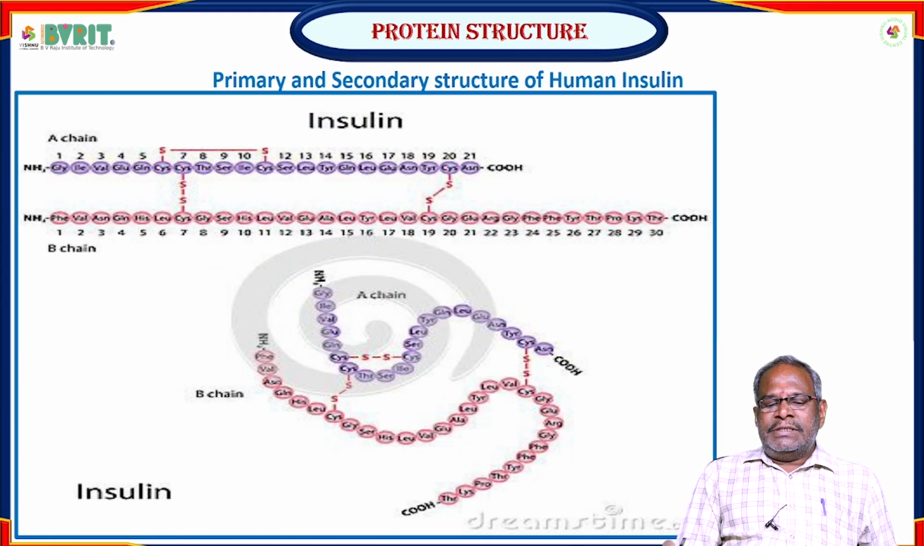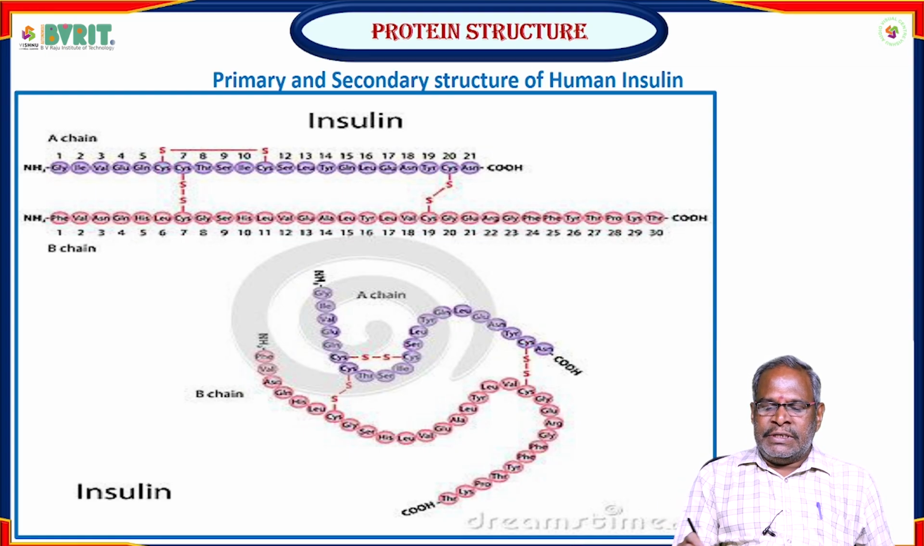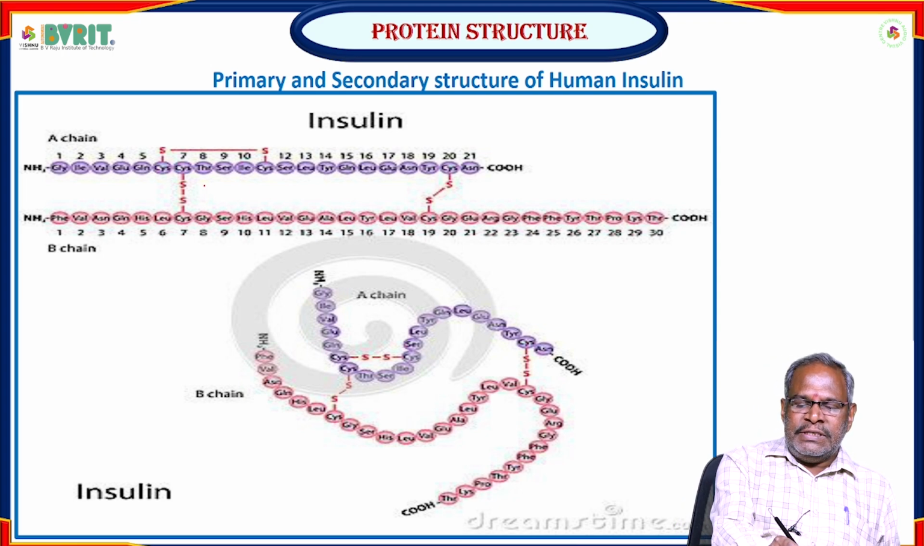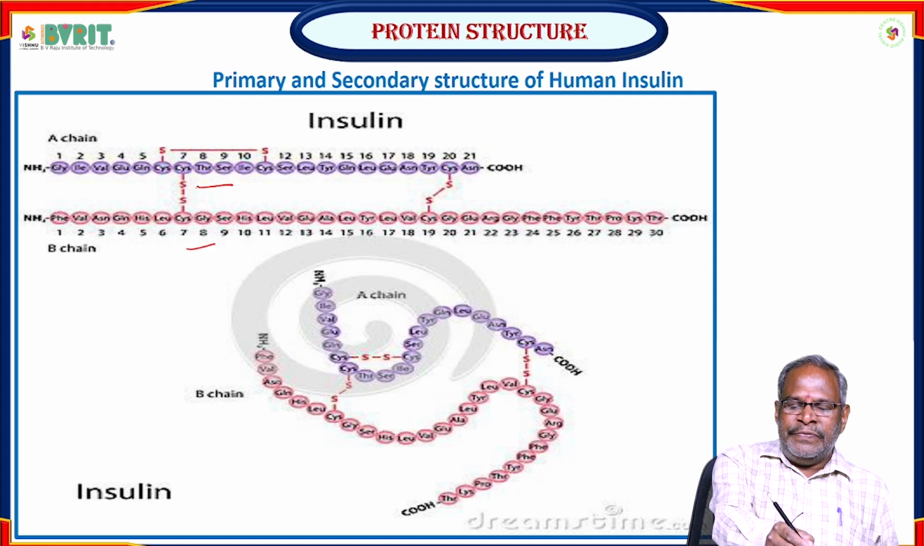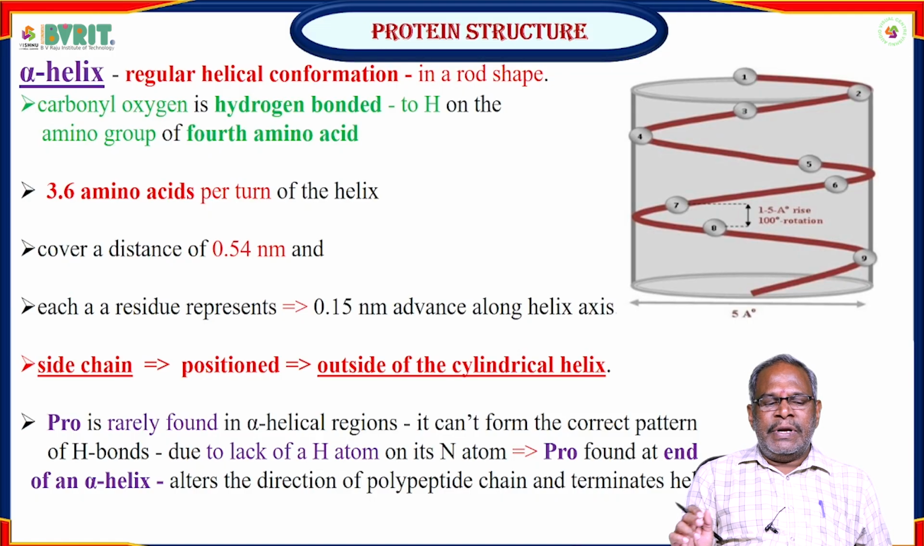Coming to the secondary structure, I am taking an example for the primary structure and secondary structure purpose: human insulin. The alpha chain and the beta chain forming the structure is called the primary structure. Insulin has linking between the two chains. Here the link between them is called the disulfide bonds. Disulfide bonds are present joining the primary and the secondary chains.